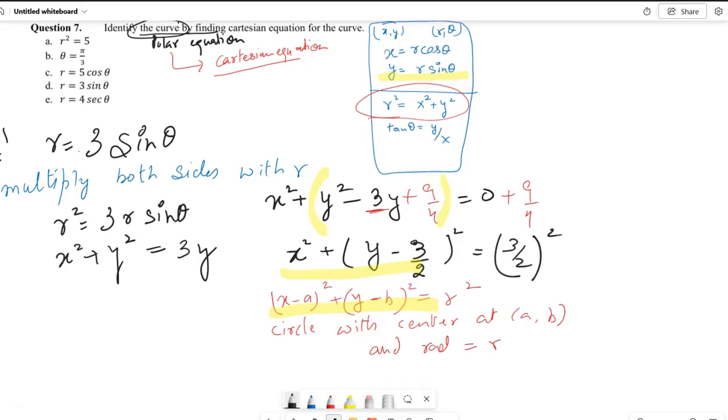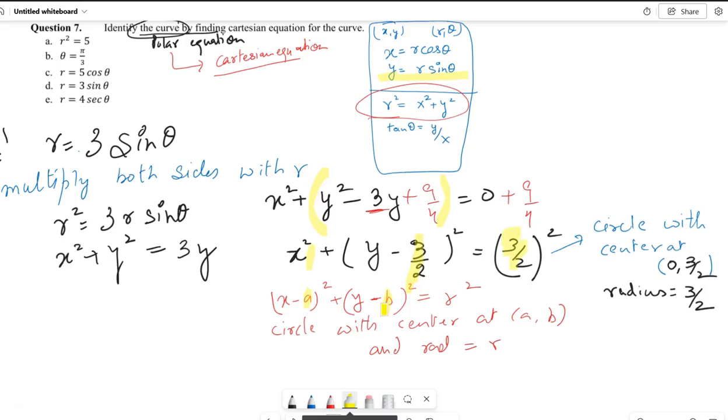What do we get? This one is a circle with center at, in place of b we have 3 by 2, in place of a we don't have anything, that's 0. So that means center is 0, 3 by 2 and radius is equal to 3 by 2 from the right hand side comparison. Okay, so we figured out what kind of curve it is. It's a circle with center at 0, 3 by 2 and radius 3 by 2.